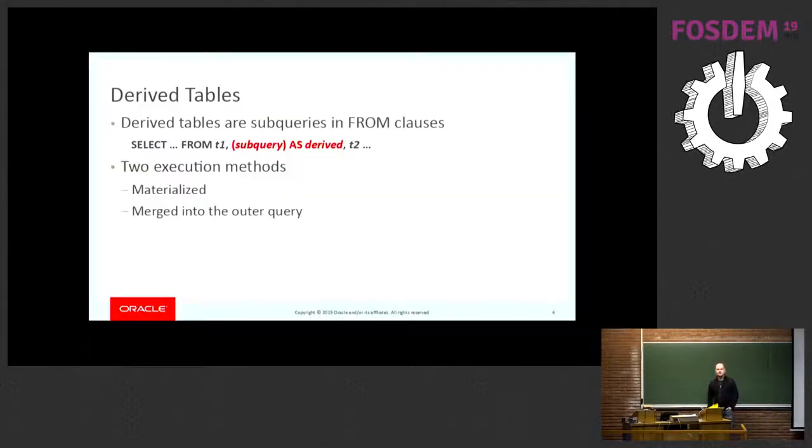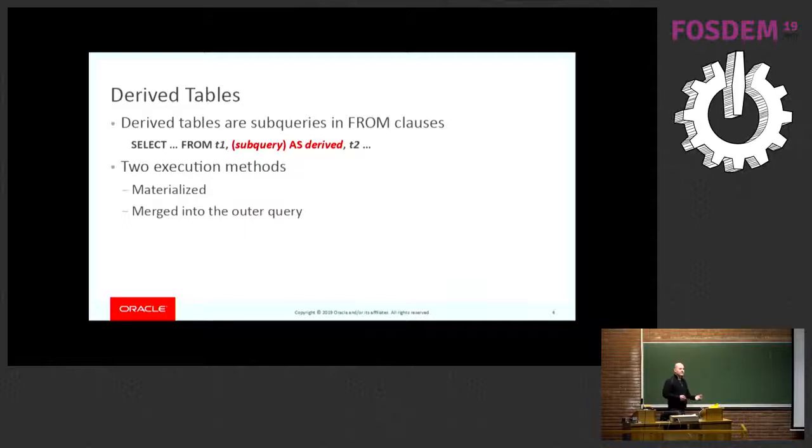Some of you know, I guess, some may not have this clearly in front of them, that derived tables are subqueries in from clauses. You can have subqueries in the select list or in the where clause or whatever, but those are not derived tables. If it's in the from clause, it's a derived table, and you give it a name. And MySQL has two ways of executing these derived tables. We can materialize, which means we just create a temporary table, run that subquery, and fill it into the temporary table, and then execute the main query using those tables. Or we can merge this into the main query itself and do it in one go. So these are derived tables.